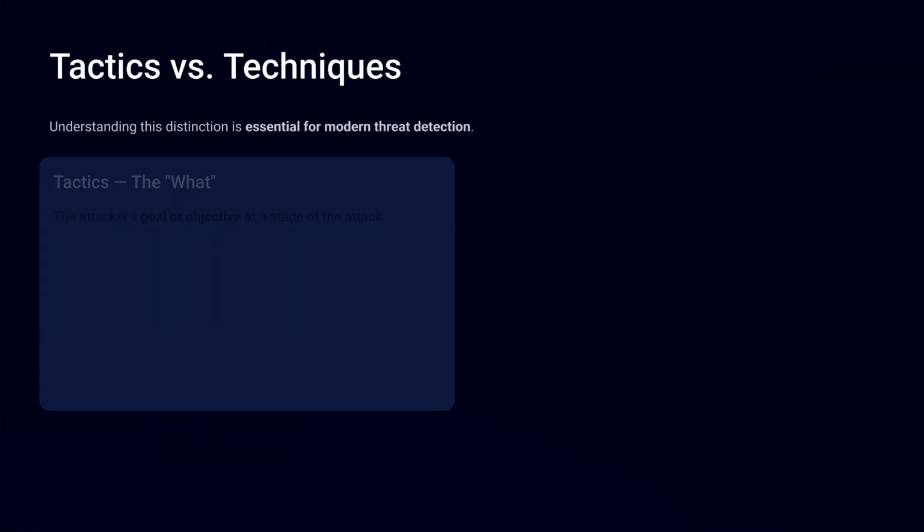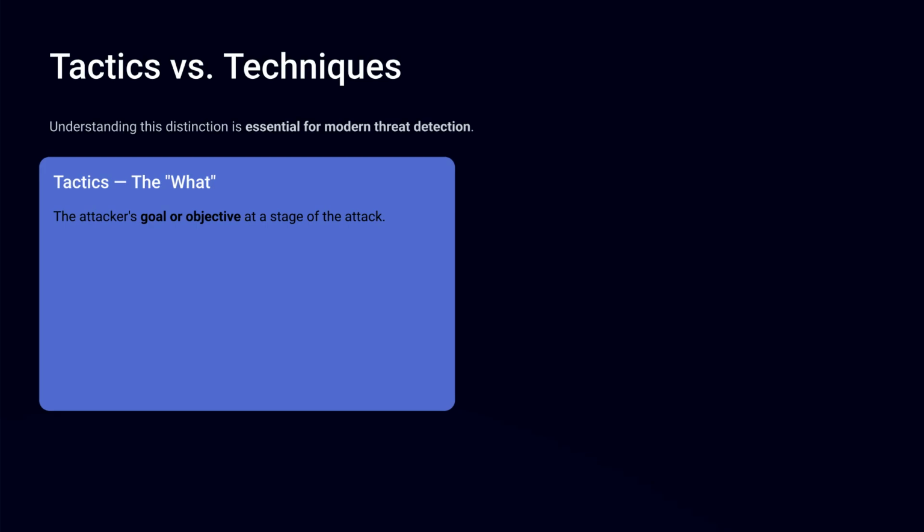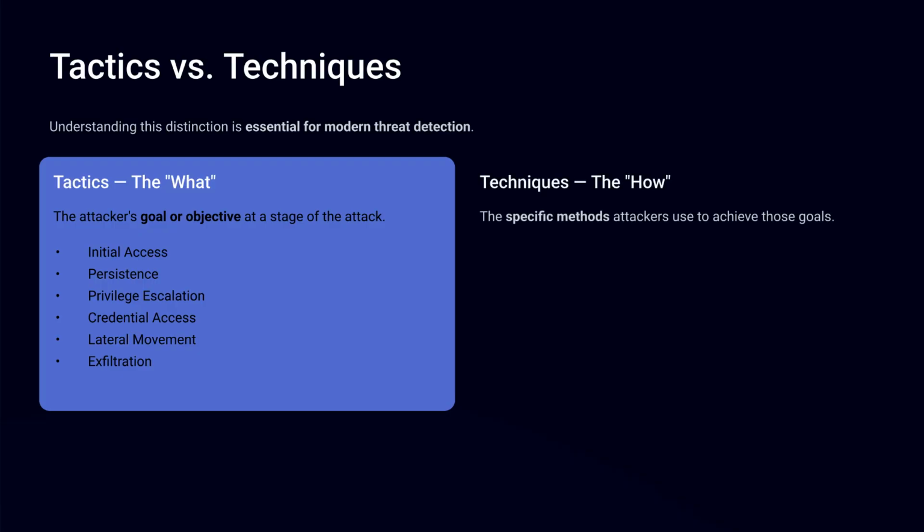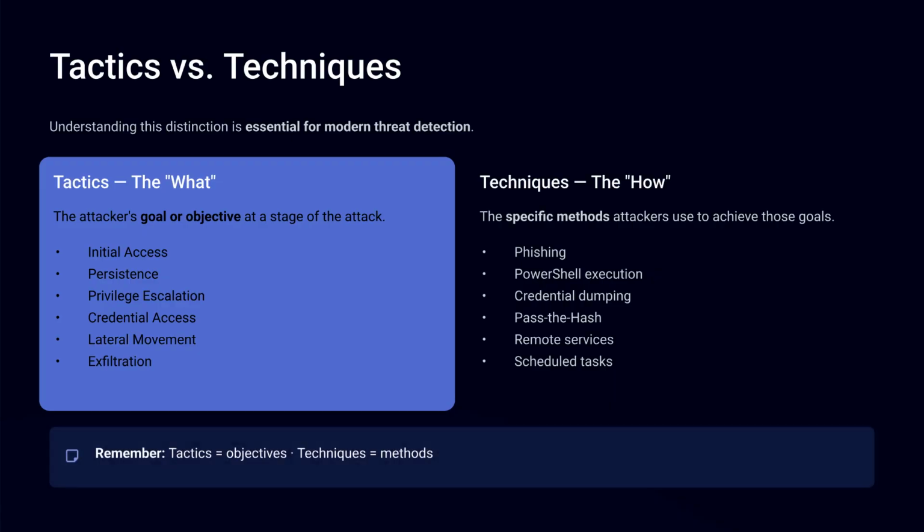Understanding the difference between tactics and techniques is vital. Tactics are the what, the attacker's goal or objective, like initial access. Techniques are the how, the specific methods used to achieve those goals, such as phishing. Remember, tactics are objectives, techniques are methods.